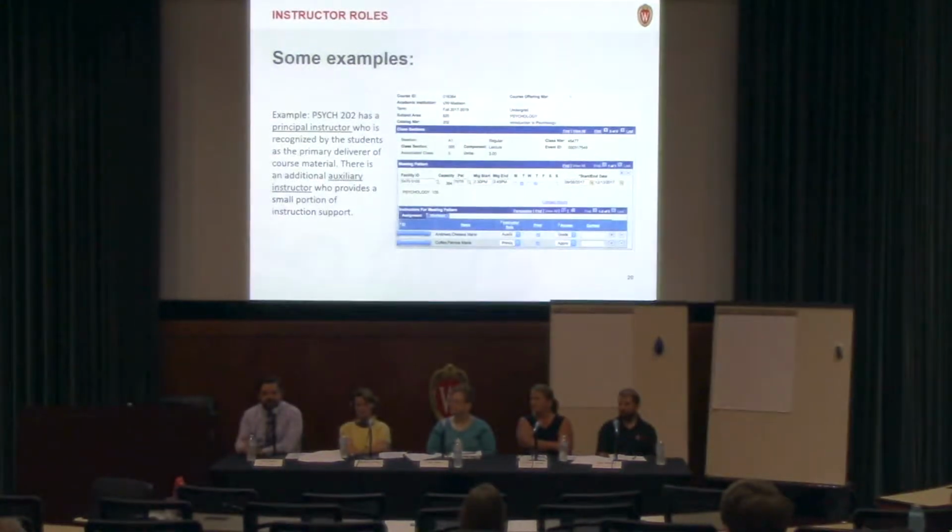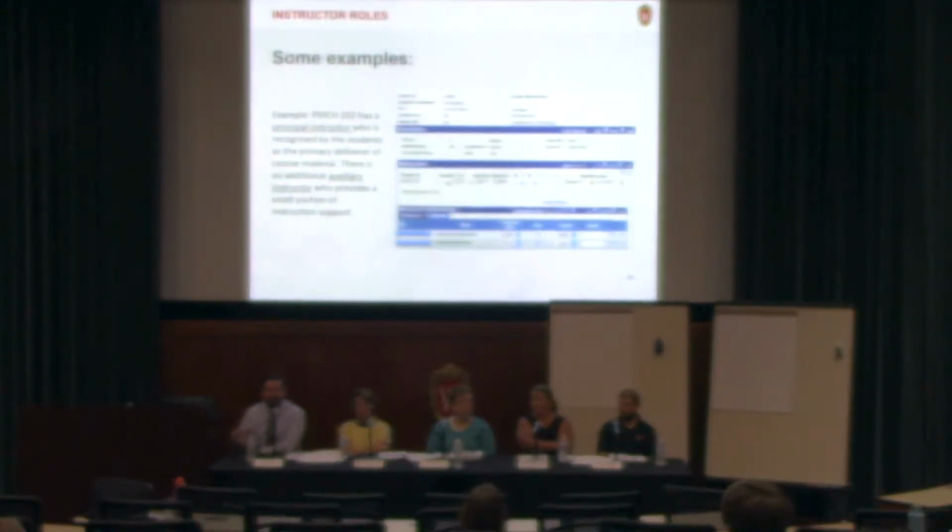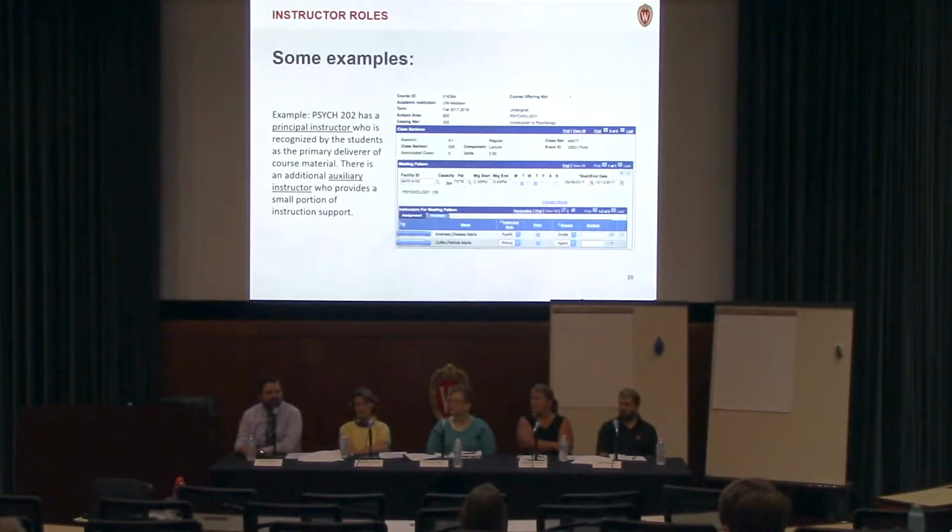You can note that within this particular instance, the principal instructor has approved access for grading, but the auxiliary instructor has the ability to grade, but ultimately they're asking in this instance that the faculty member signs off before submitting the grades to the office of the registrar.